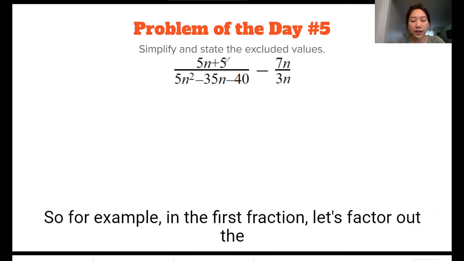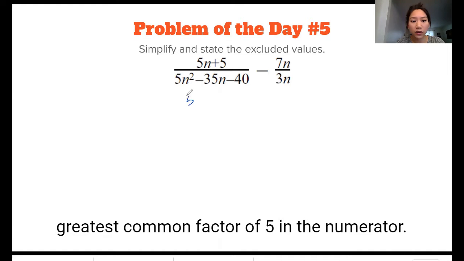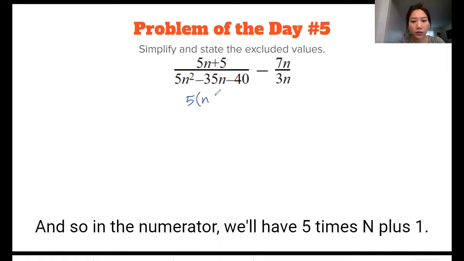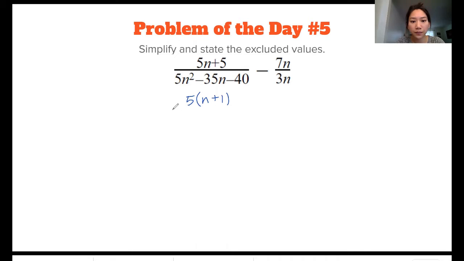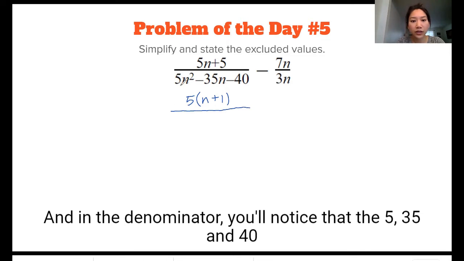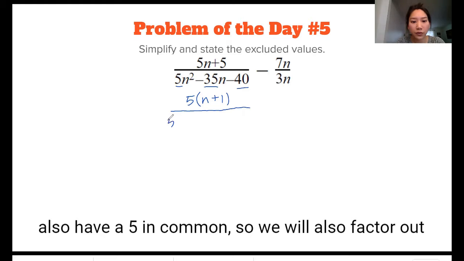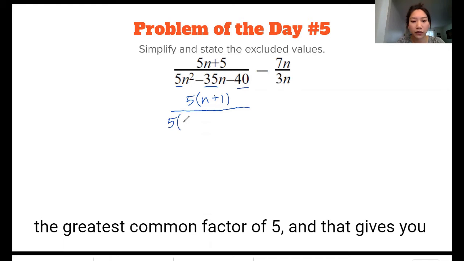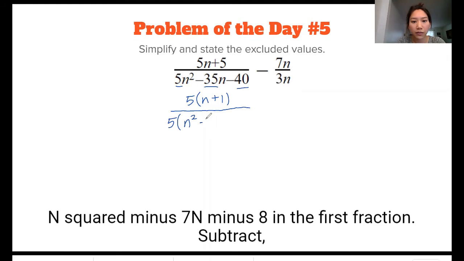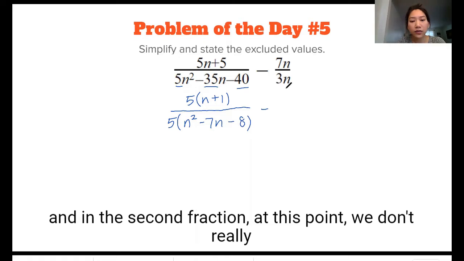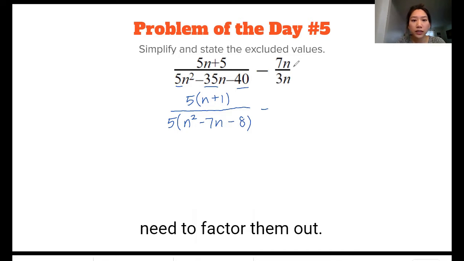So for example, in the first fraction, let's factor out the greatest common factor of 5 in the numerator. And so in the numerator, we'll have 5 times n plus 1. And in the denominator, you'll notice that the 5, 35, and 40 also have a 5 in common, so we will also factor out the greatest common factor of 5. And that gives you n squared minus 7n minus 8 in the first fraction. Subtract, and in the second fraction, at this point, we don't really need to factor.